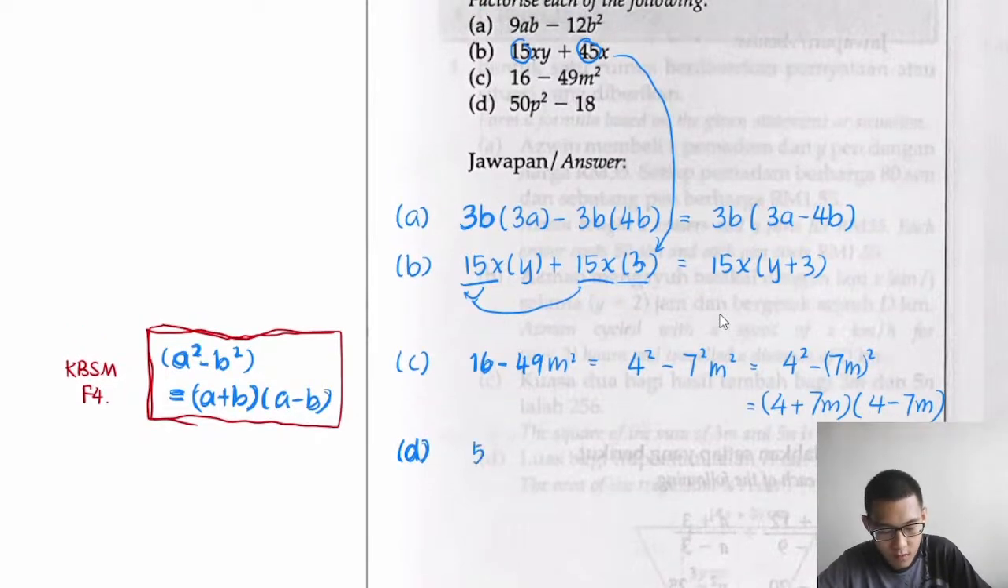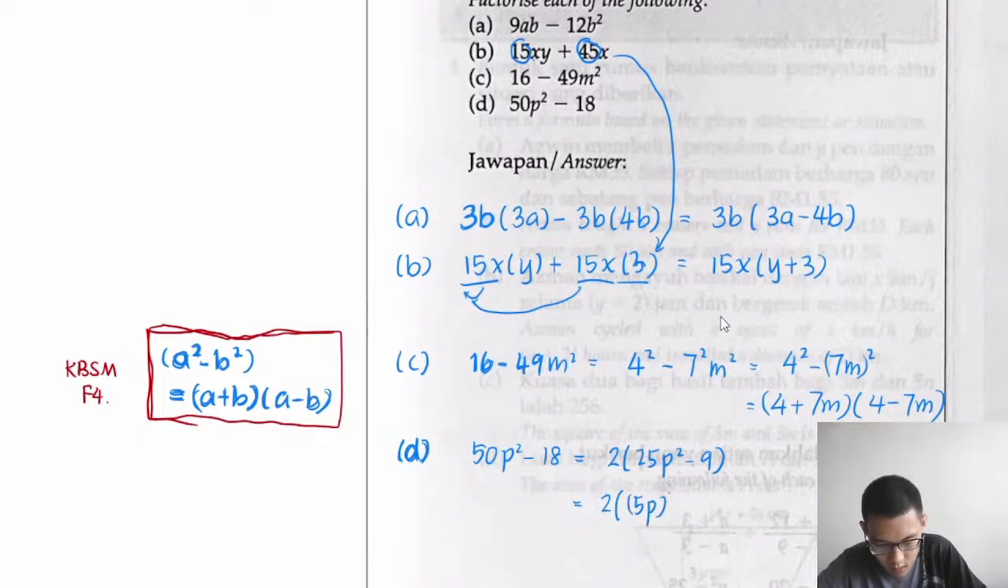Okay, so we have 50p squared minus 18. Because both of them can be divided by 2, 2 is a factor, so we try to factorize it out. We have 25p squared minus 9. After we factorize, we can see that 25 and 9 are perfect squares, so we can try to get the perfect square. We have 5p squared minus 3 squared. So same with this, using this one, factorization of the perfect square.